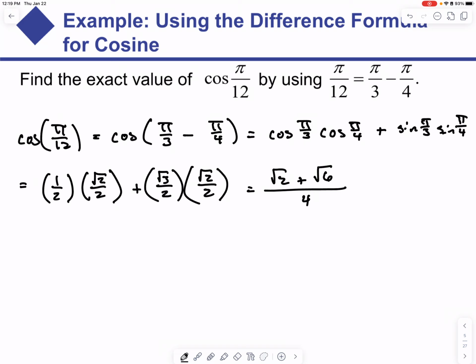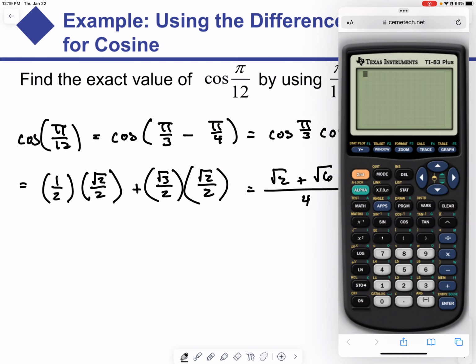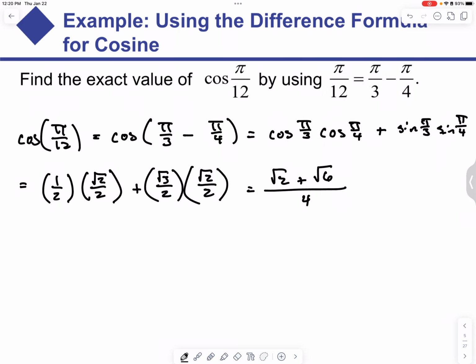Let's see if we can verify this with the calculator. Let's make sure we're in radians. We are. Let's do the cosine of pi over 12. We get an answer. Then let's put in our exact answer: the square root of 2 plus the square root of 6, close off that numerator, divided by 4. We should get the same decimal, and we do. So we can be confident in that result.